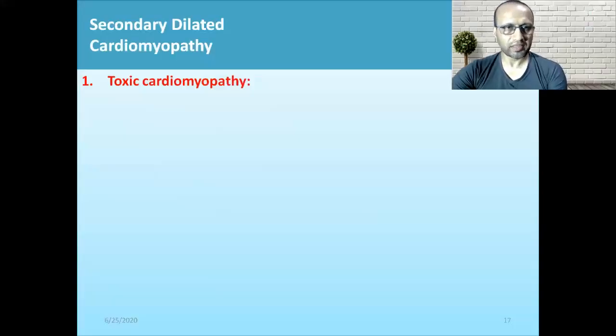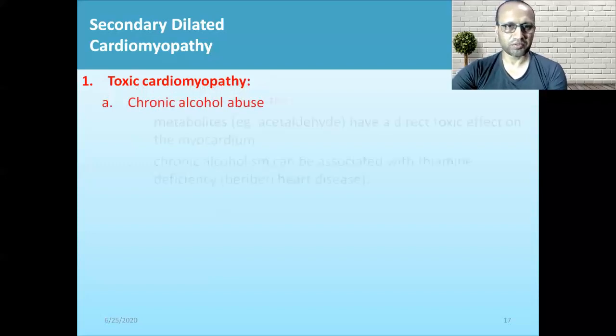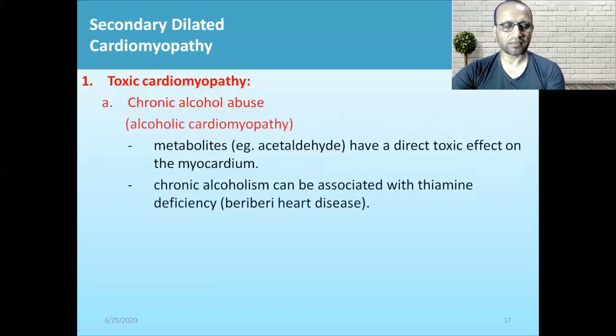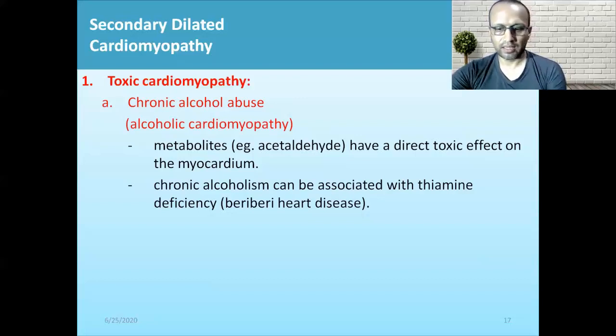Dilated cardiomyopathy can occur secondary to different etiological factors. Toxic cardiomyopathy is the most important secondary dilated cardiomyopathy. It can occur in chronic alcohol abuse. Metabolites of alcohol, particularly acetaldehyde, have a direct toxic effect on myocardial cells. Chronic alcoholism also can cause beriberi because of thiamine deficiency. In beriberi, heart can be affected.